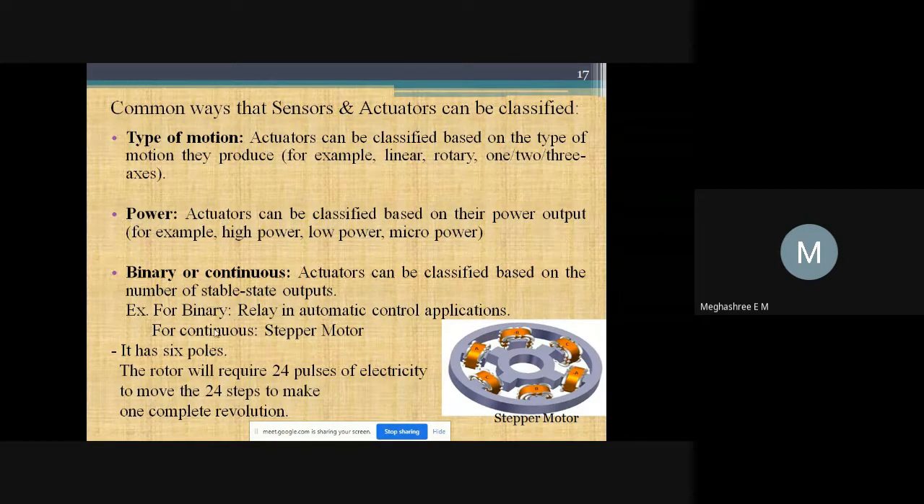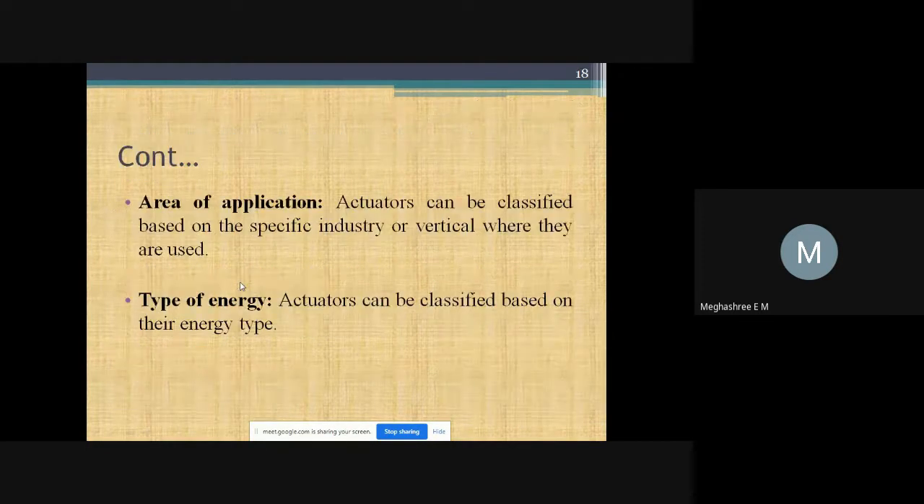For binary, it is automatic control application where 2 states will be given. That is off or on. Stepper motor, it continuously rotates, right? That is an example for continuous type. Next is area of application. As I said with respect to sensors, the same goes for this as well. The actuators are specific for certain industry.